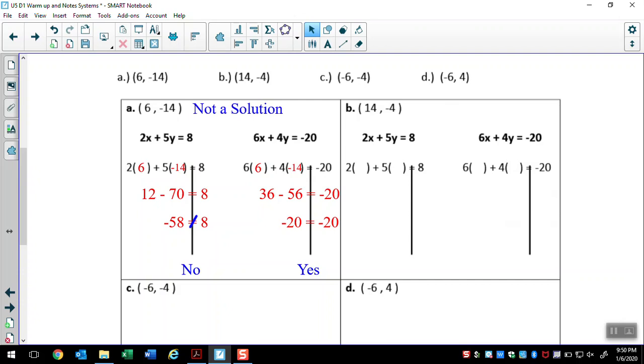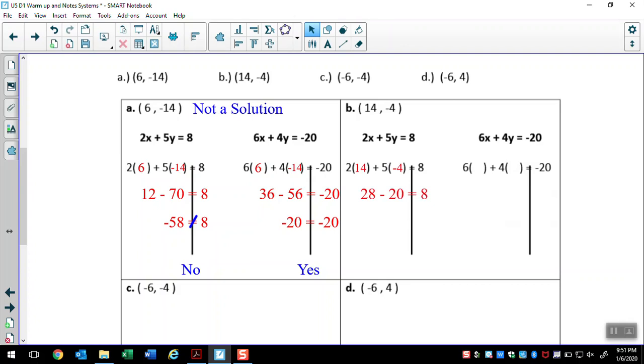All right, let's check out B. This time we're going to use an x value of 14 and a y value of -4. I'm going to substitute in my two values. I'm using the exact same equations, because we're going to test all four ordered pairs to see which one works for both equations. I'm going to do my math. 2 times 14 gives me 28, and then 5 times -4 will give me -20.